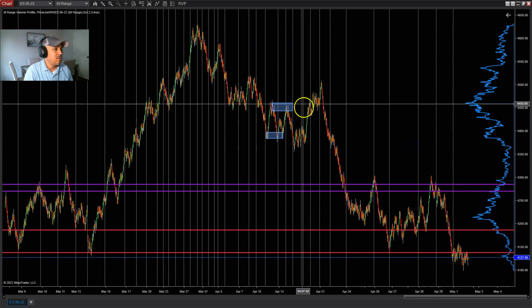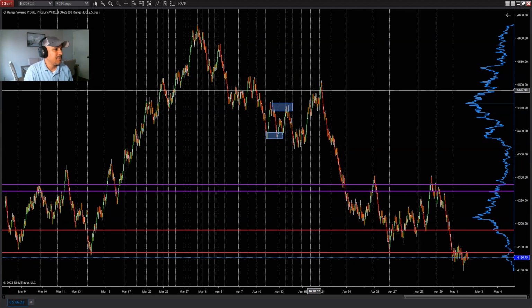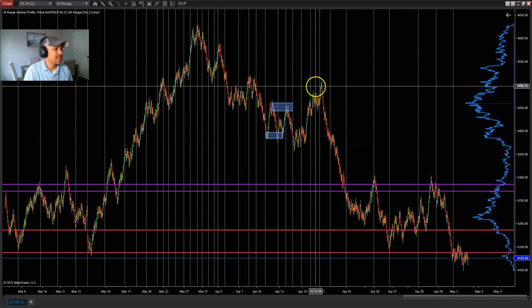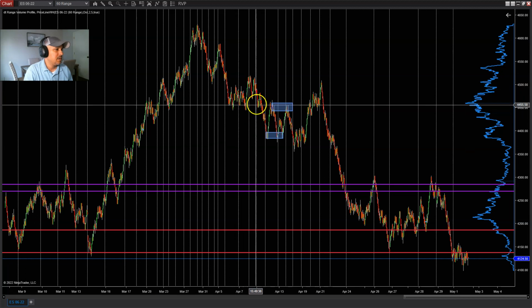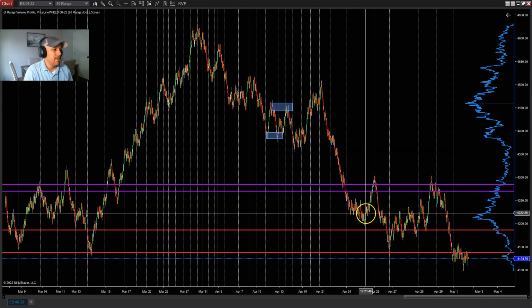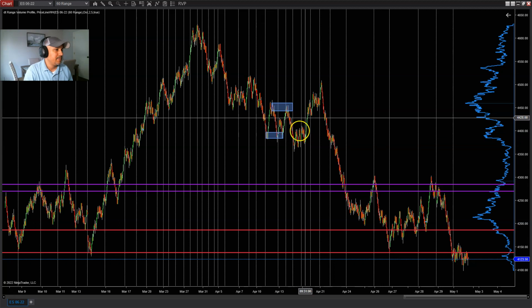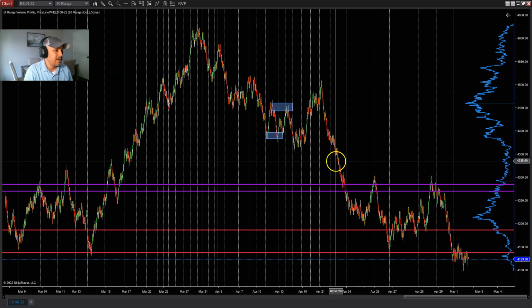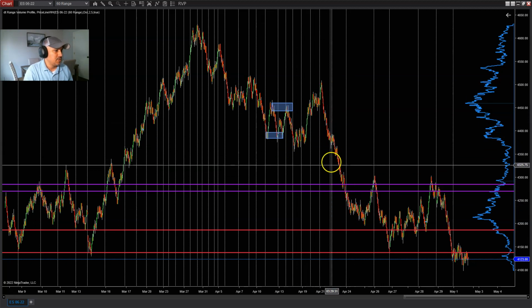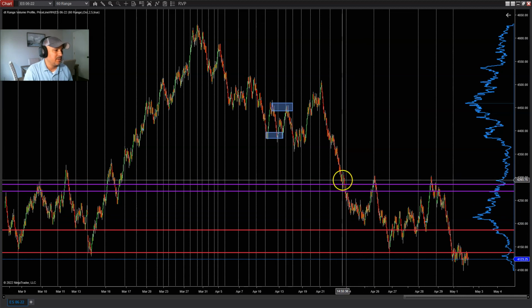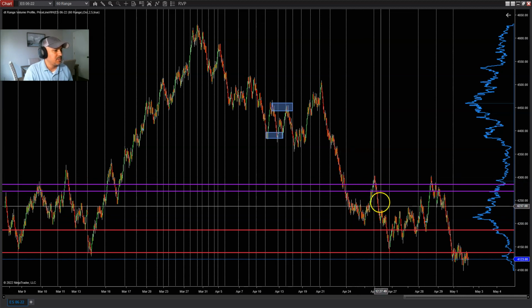And each time we have a pullback over the last month, the market hits an area, say for instance, right here, a zone. This could be a supply zone here, and boom, it shoots to the downside, meaning it pulls back, breaks the low here on its way back down, okay? And then scoots its way down, pulls back to another little area of supply there, scoots its way down.